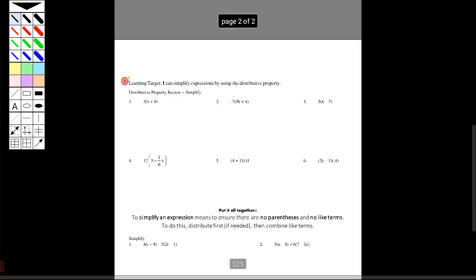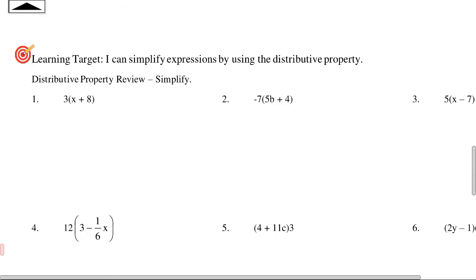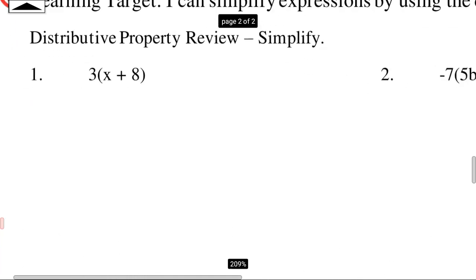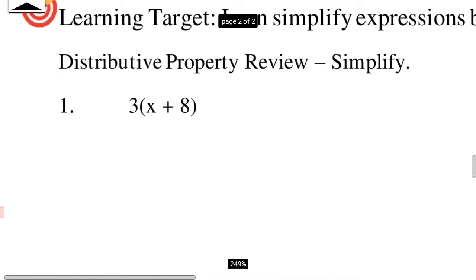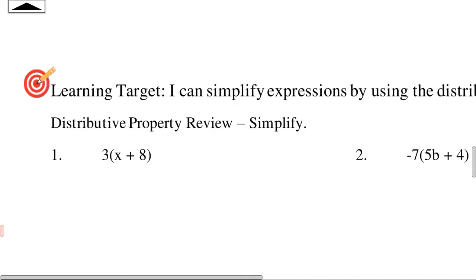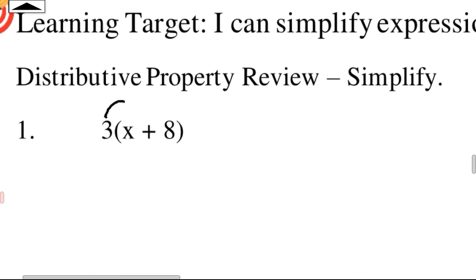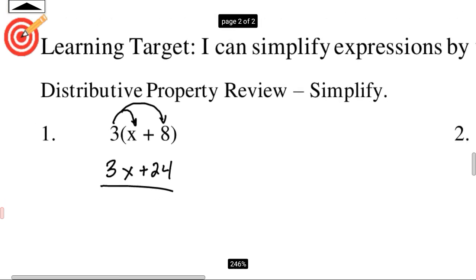Alright, moving on to the back side. I can simplify expressions by using the distributive property. So the distributive property is basically just multiplication. Okay? So if I had this, whenever you have a number outside parentheses like this, what it's really saying is 3 times x. You're multiplying it by everything inside. So what's 3 times x? 3x. What's 3 times 8? Positive 24. And that's it. Do I have any like terms to combine? Nope. That is it.